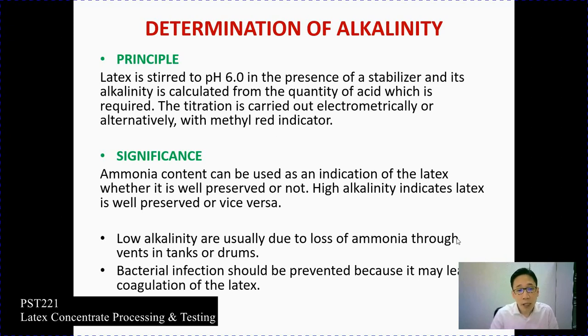So usually it depends on what type of preservation that you use. Sometimes you will use the high ammonia content, so you need to know how high is high ammonia. Sometimes you use the LA, the low ammonia preservation system. So how low is low ammonia? So you need to know the amounts of ammonia still within the range of the preservation that you use. Okay, the low alkalinity is usually due to the loss of ammonia to the vent in tanks or drum.